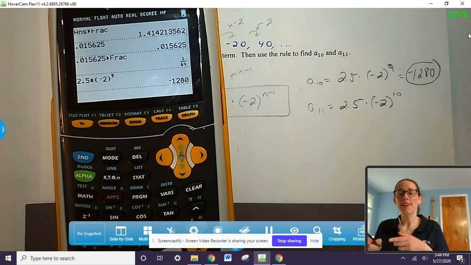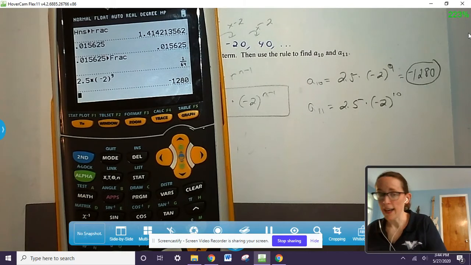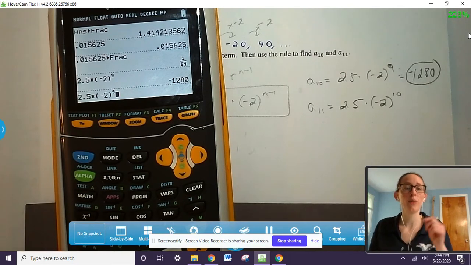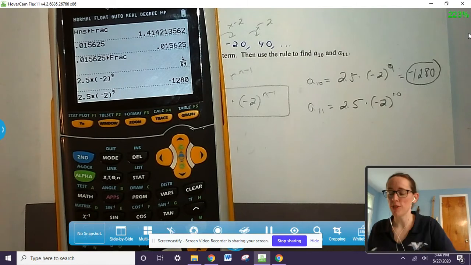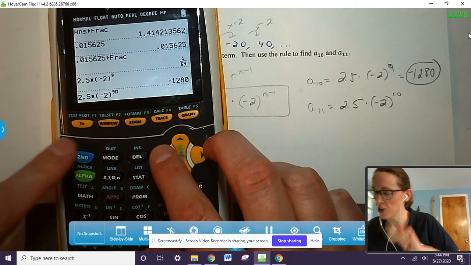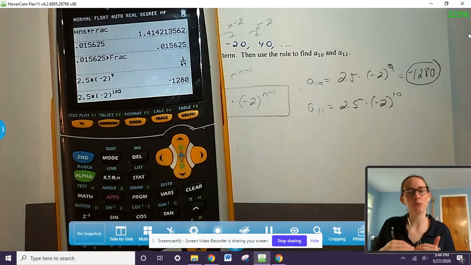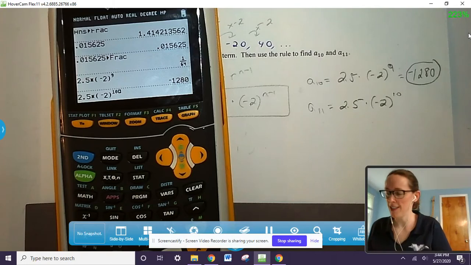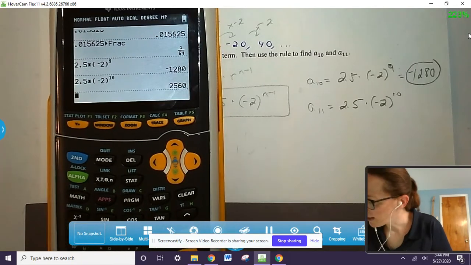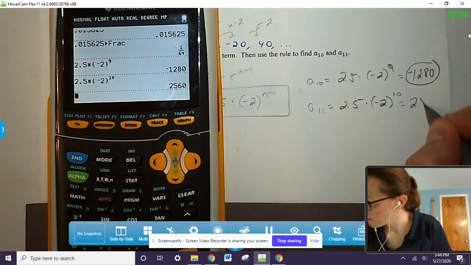Now, when you go to find the next term, you can type that whole thing in again or hit second enter. Remember that second enter brings up the last thing you typed. So now all I have to do is go in and change the exponent. It's a little less work. So second enter was how we did that. And what we get here is 2560.